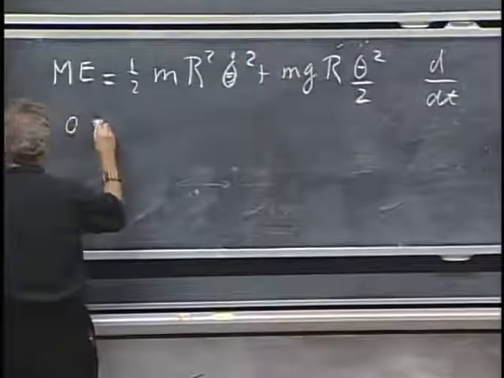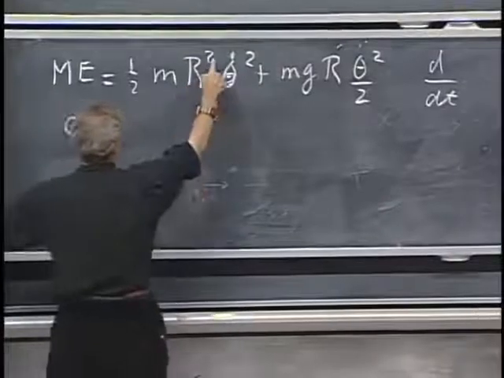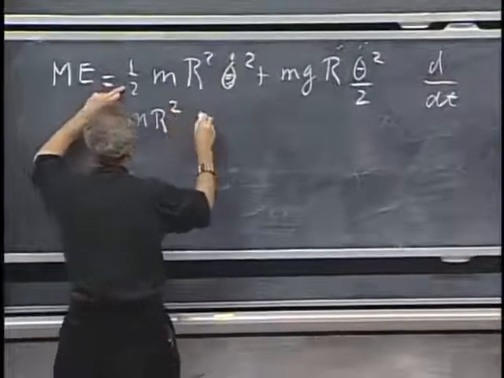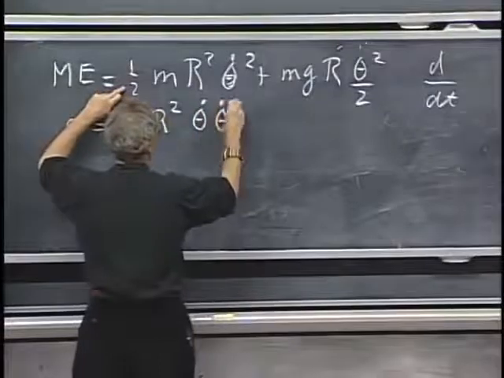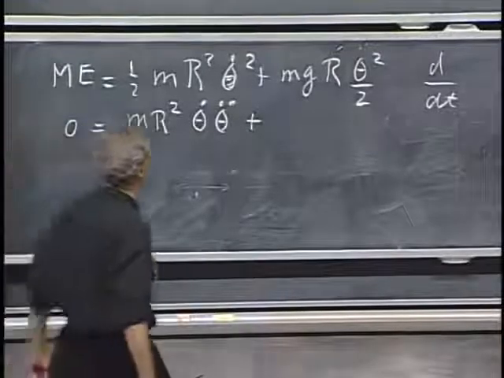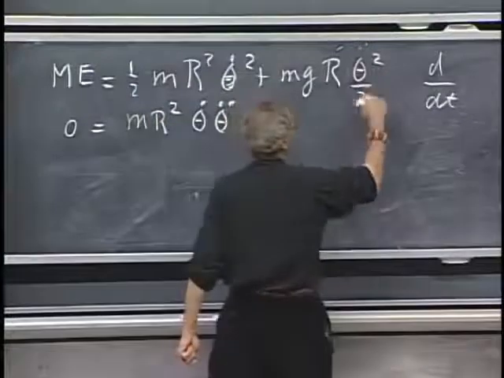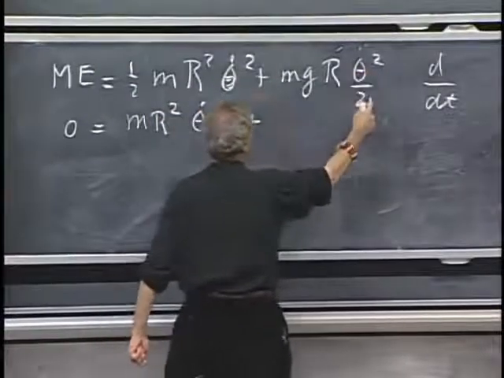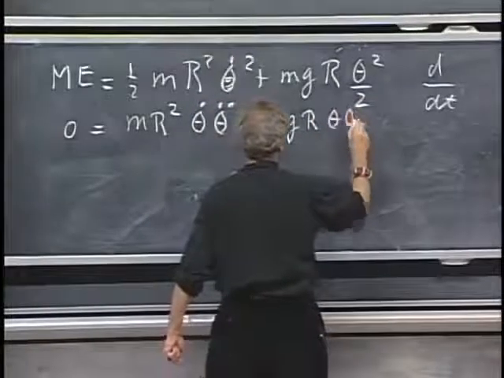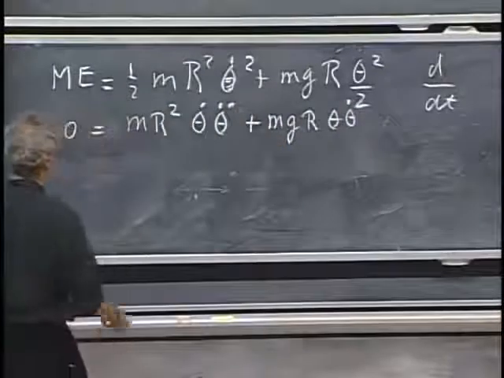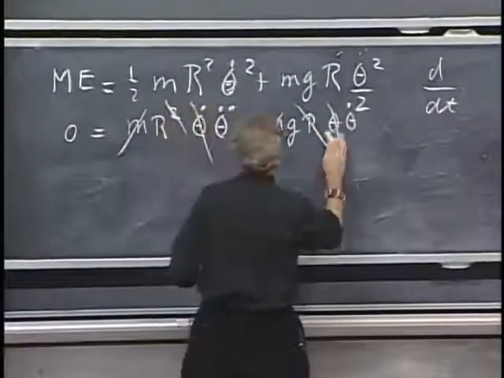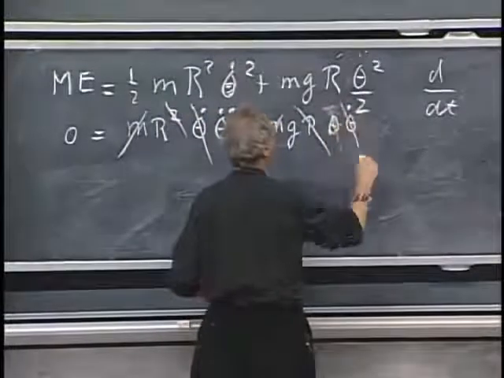So this becomes 0 equals. Now, I get a 2 out of here, which eats up this 1/2. So I get m r squared. Then I get theta dot, but the chain rule gives me theta double dot. Excuse me? Anything wrong? I don't think so. Thank you. So I have to take the derivative of this one. The 2 flips out, which eats up this 2. So I get mgr, and then I get a theta, but the chain rule gives me a theta dot. I lose my m. I lose 1 r. I lose my theta dot. I picked the wrong one. I lose my theta dot, not the theta.